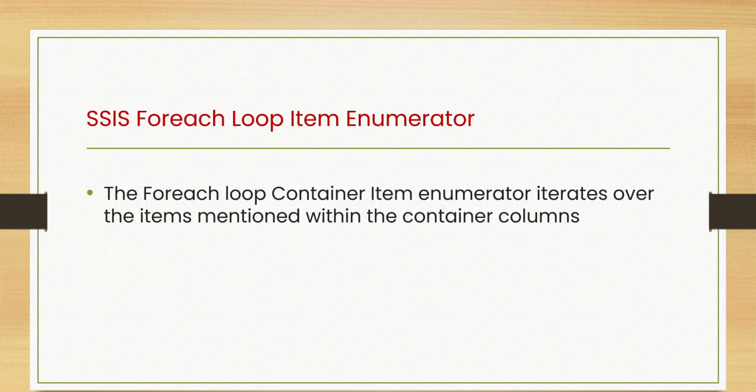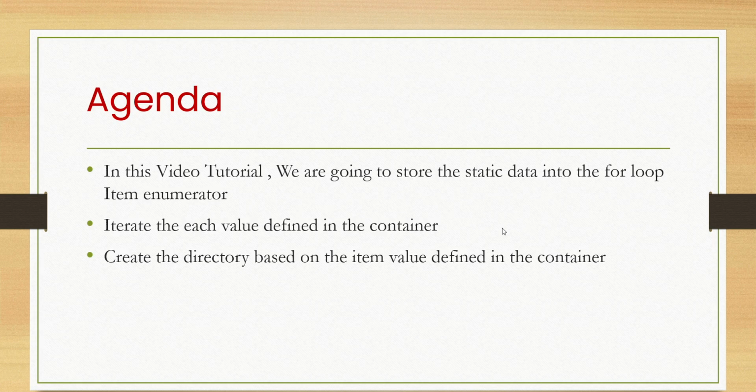So today we are going to see the SSIS For Each Loop item enumerator. The item enumerator iterates over the items mentioned within the container column. In this tutorial, we are going to store some static values in the For Each Loop container, then iterate each value by reading the container data. When iterating, based on the iterated value, we are going to create a directory in our local system. This is what we are going to achieve in this tutorial.